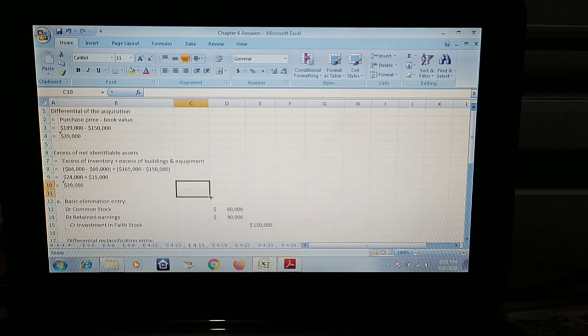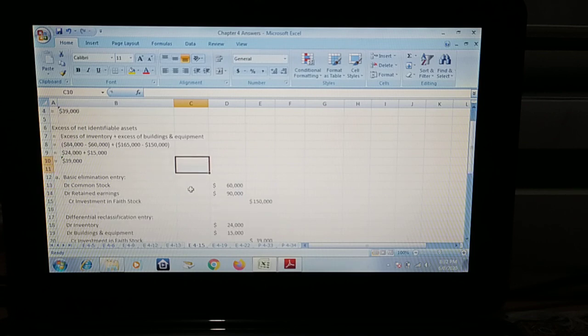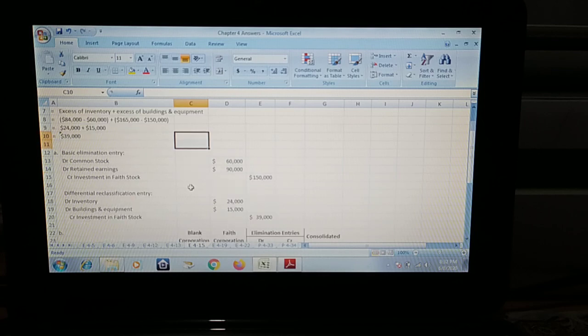And then we can go on to the basic elimination entry. If you want to do the book value calculation first, it's okay. If you want to do it, it is okay also. And then the same thing about the differential calculation also. If you want to do the schedule, it is good. If you don't want to do it, it is okay, okay.